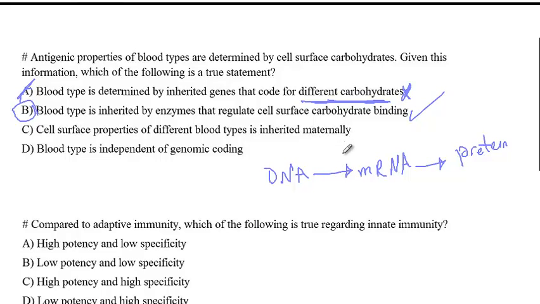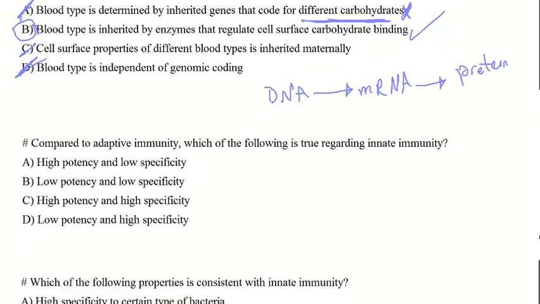Cell surface properties of different blood types is inherited maternally. No, it's inherited by both father and mother. We just discussed that the conditions that are being inherited maternally are mitochondrial disorders, but all other genes are being inherited by mother and father. Blood type is independent of genomic coding, and that's incorrect. Our blood type is being inherited from parents to children.